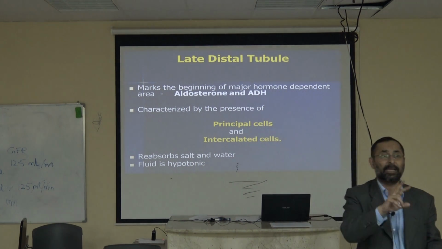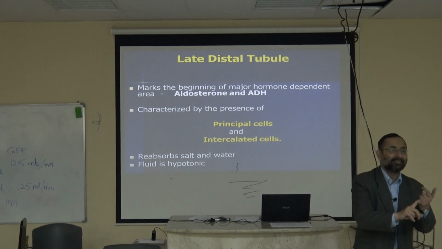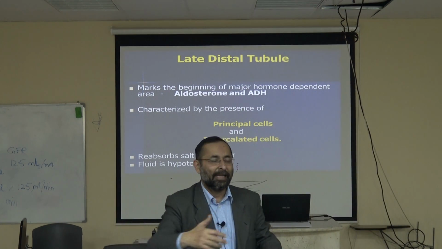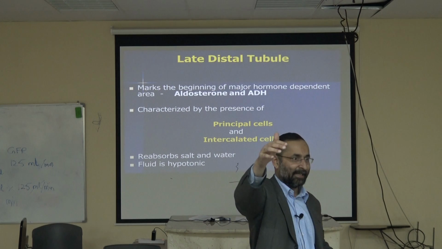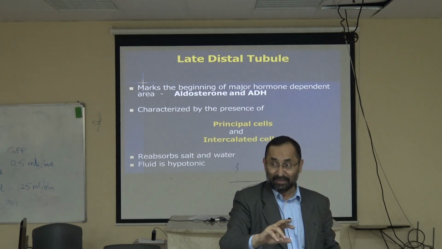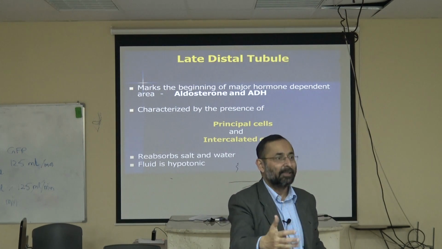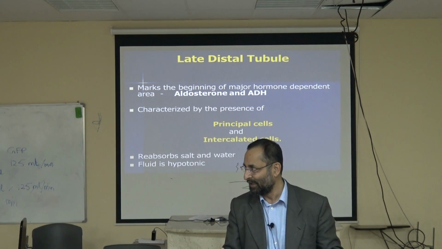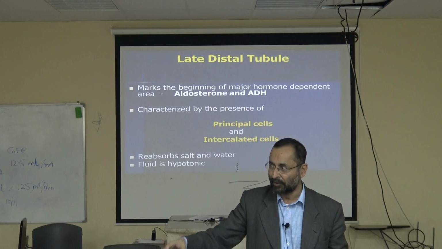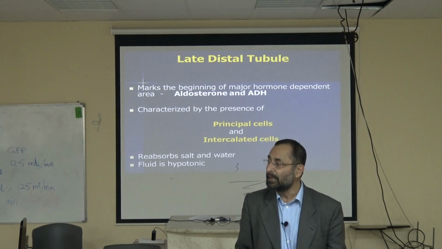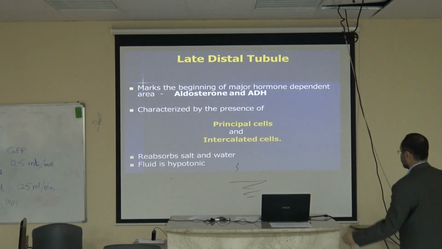So you will find two types of cells in late distal tubule. This type of pattern will continue in the collecting ducts also. The structure of collecting duct and the structure of the late distal tubule is kind of similar in form of cells. Two types of cells are present, regular cells, P cells, and some special cells, intercalated cells, the dark cells. Okay?